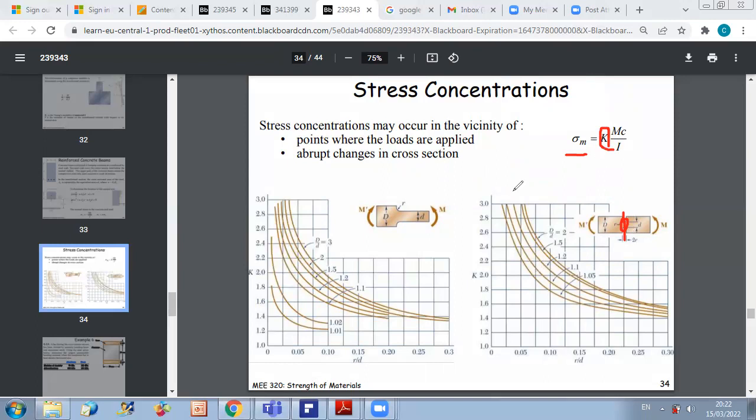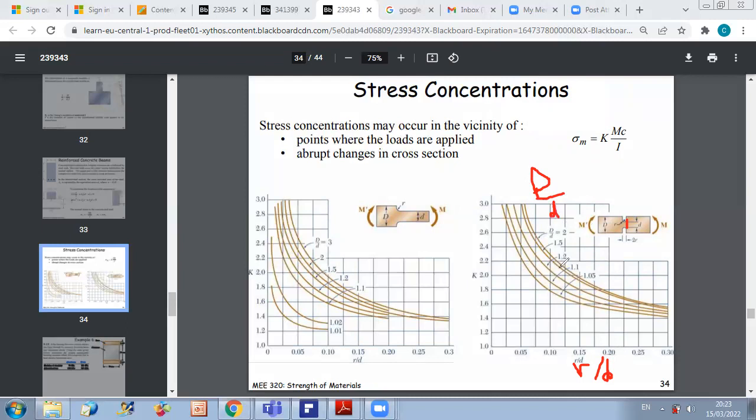K is again determined experimentally by using this chart, because after doing several experiments, we were able to summarize the results in a chart. So now we can directly use the chart. We just have to determine the main ratios. Here also the same ratios: small r over small d, where r represents the radius of the fillet and d is the small thickness, and the ratio of big D over small d.